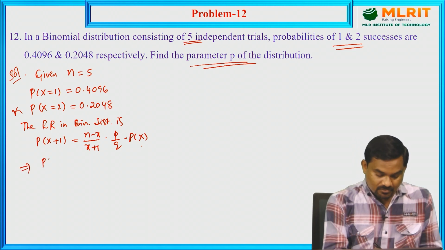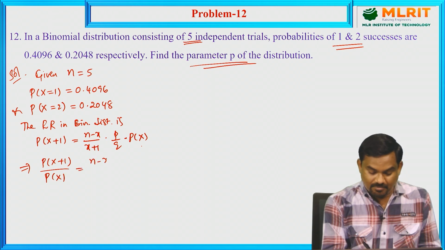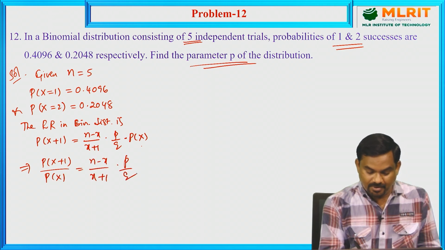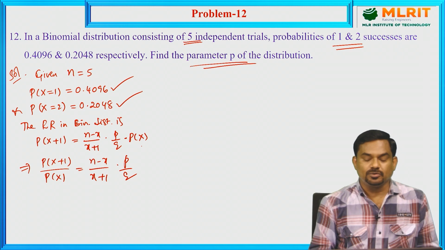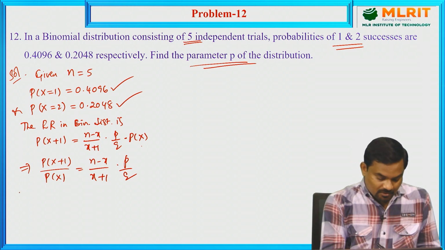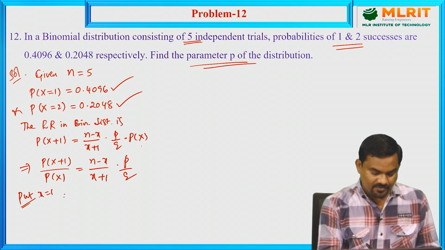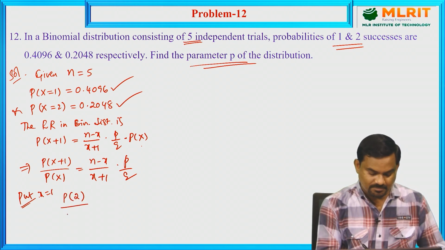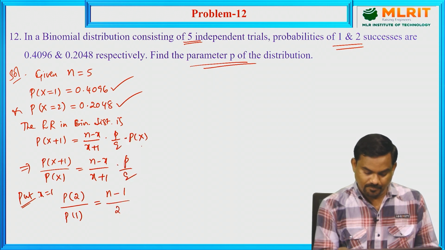And here we can rewrite this as P(x+1)/P(x) = (n-x)/(x+1) × p/q. Now the probabilities of 1 and 2 successes are given in the problem, so let us substitute the values. Put x equal to 1. Then P(2)/P(1) = (n-1)/(1+1) × p/q.